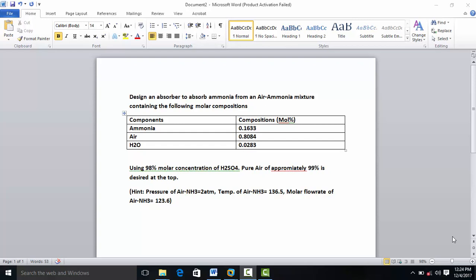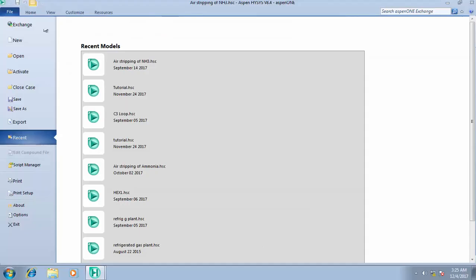And the pure air that will be gotten from the top of this absorber, we are asked to make sure that it's about 99% approximately. Okay, that's our desired product at the top of the column. Now, another hint that was given to us is the pressure of the air ammonia mixture is 2 atmosphere. The temperature of the air ammonia mixture is 136.5 degrees Celsius. And the molar flow rate was given to be 123.6 kilogram mole per hour.